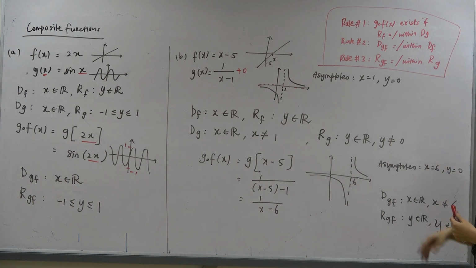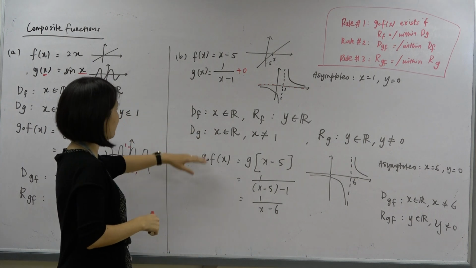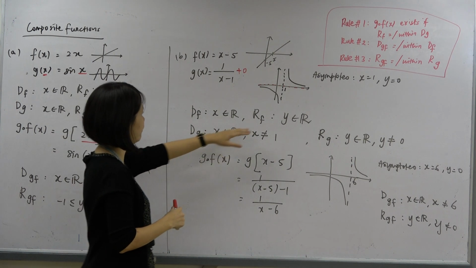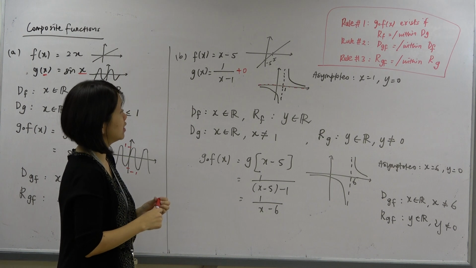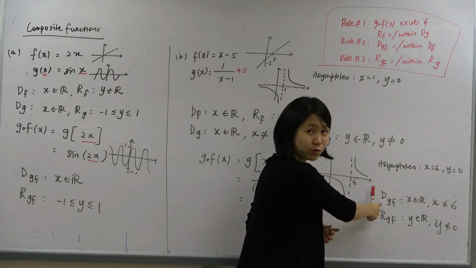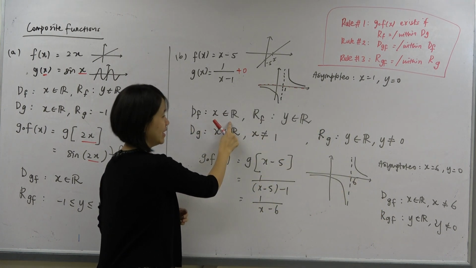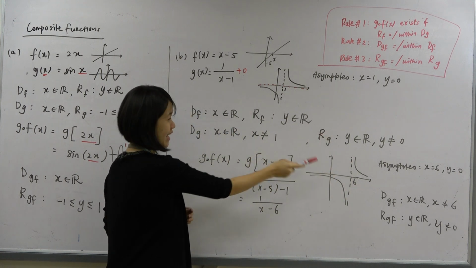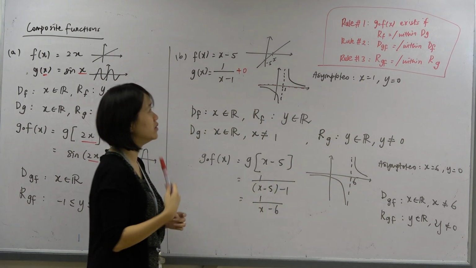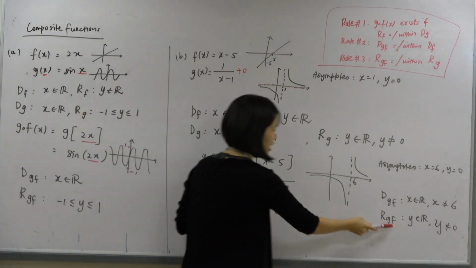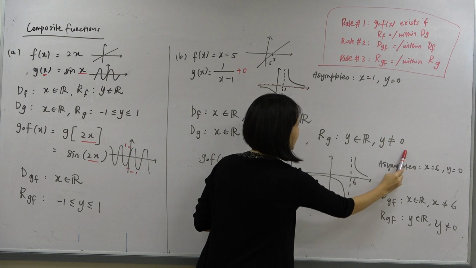So let's check against the three rules again. The first one: GF exists if the range of F is equivalent to or within the domain of G. The second rule: the domain of GF is equivalent or within the domain of F, and the domain of F is this one. Isn't that within? Because 6 is excluded and it is still within. And what about the third rule? The range of GF is equivalent or within the range of G, and it is over here.